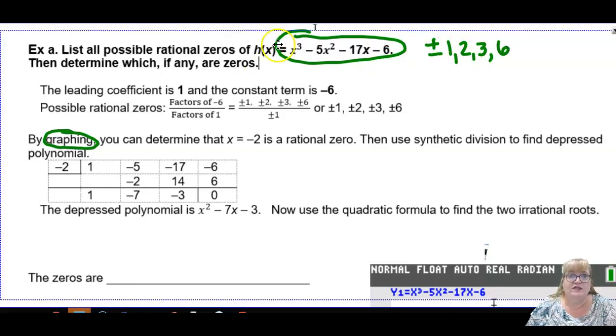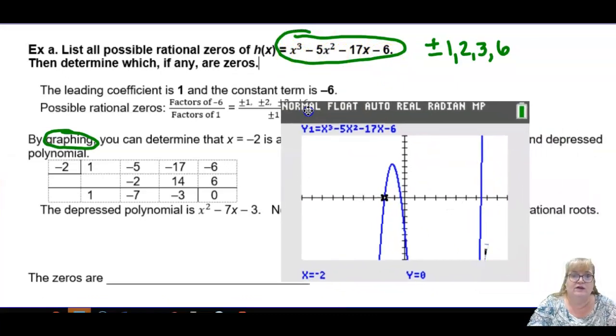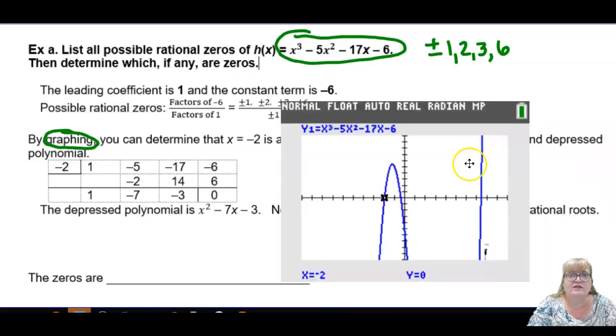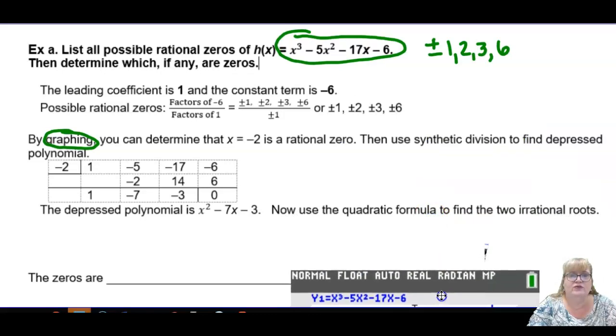The other option would be to start putting numbers in. Back in the day when I didn't have a graphing calculator, I'd just start putting 1, 2, 3, and 6 in here, or doing synthetic division with each one until I got a remainder of 0. We have a graphing calculator, so we throw this in the graphing calculator, and we see that it has a 0 at -2. Now there's another 0 in here and another 0 in here, but they're not integer values, okay? They might be rational, but they're not integers. They don't come out nice. So we're going to go with the one that came out nice, which was -2.